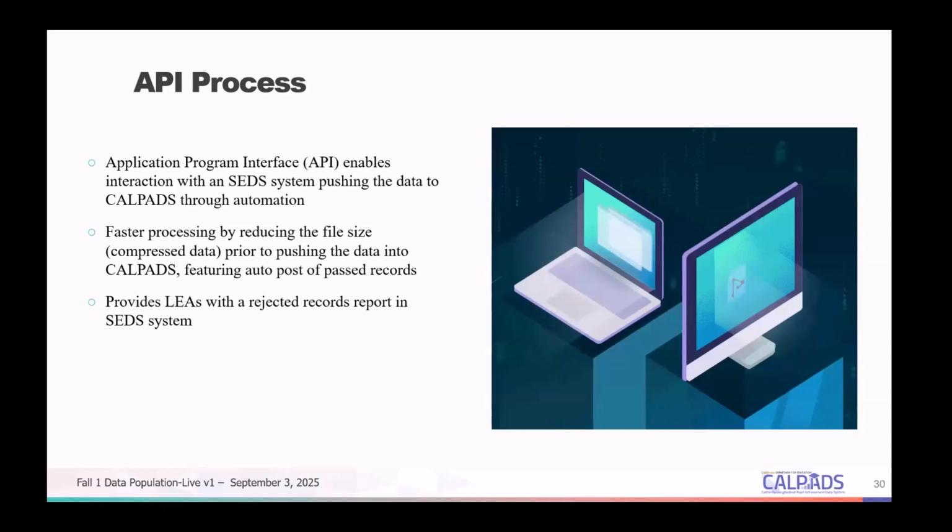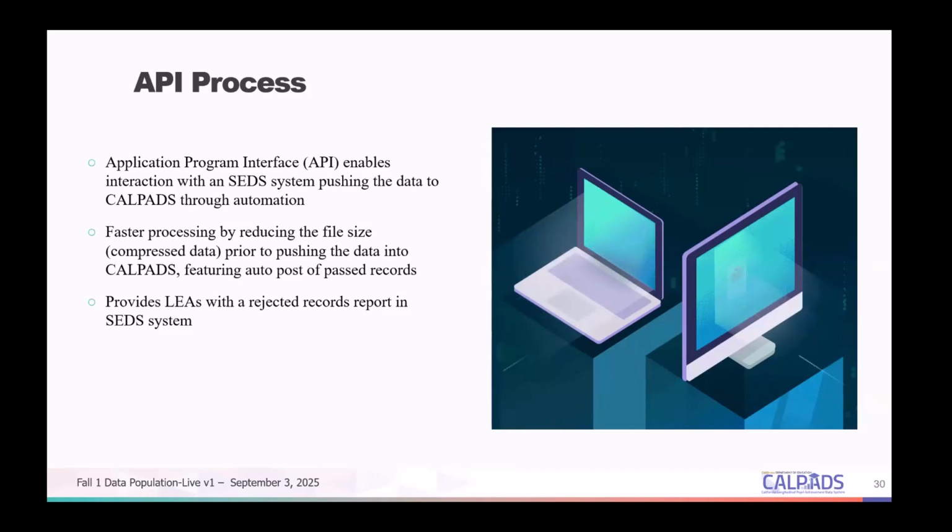So again, the 4 special education file types are not submitted directly to CALPADS. Rather, the SPED data is entered into the local special education data system, or SEDS, and transferred directly into CALPADS from the SEDS via an API. The API is what allows this automated interaction between the local SEDS and CALPADS. This allows for faster processing of students with disabilities records.